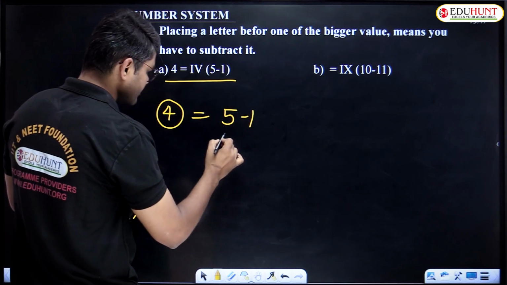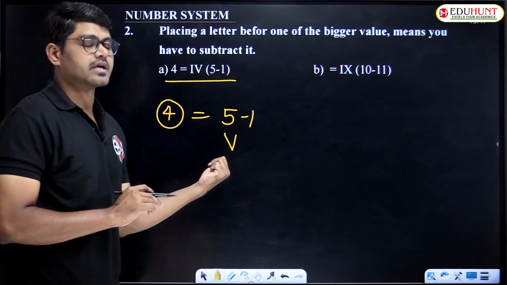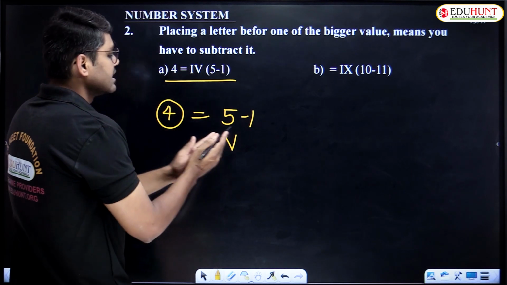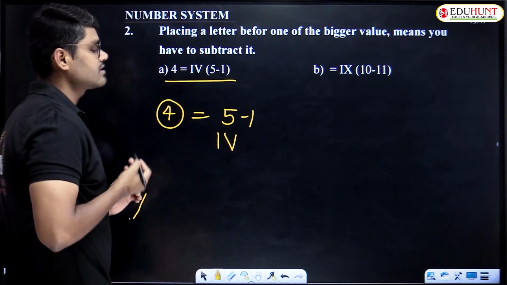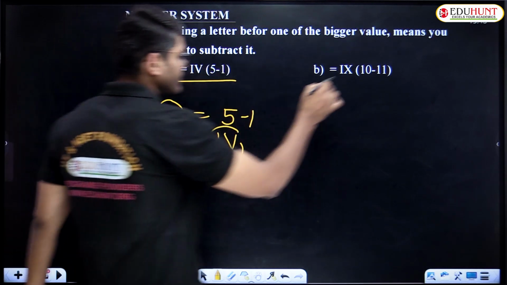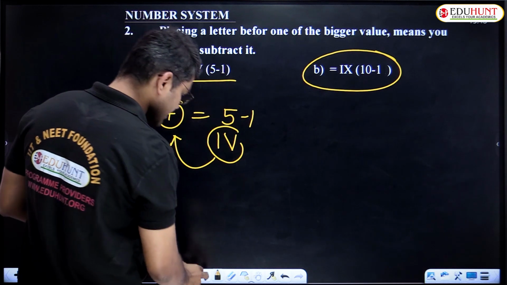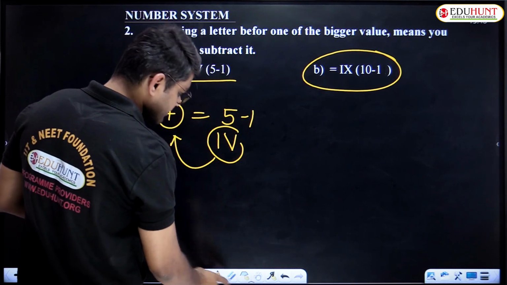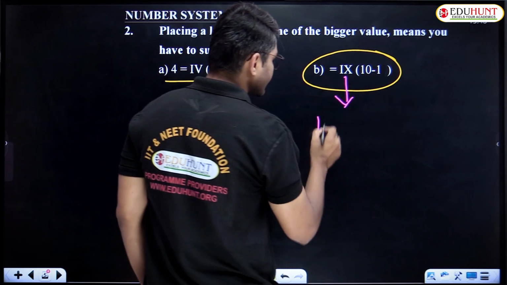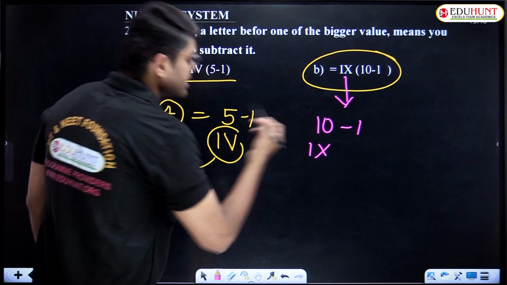5 is nothing but V. That means I am subtracting 1 from the bigger number. That means I have to put that 1 in Roman numerals to the left of the bigger number, that is IV. IV is nothing but 4. Next one is 9. See here, how can I write 9? 9 can be written 10 minus 1. 10 is nothing but X, minus 1 means 1 to the left of X.